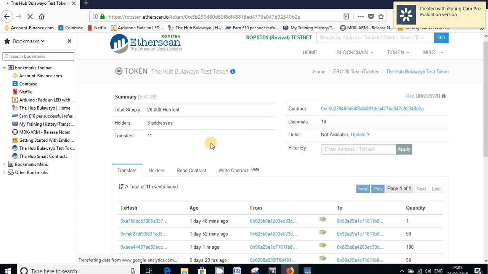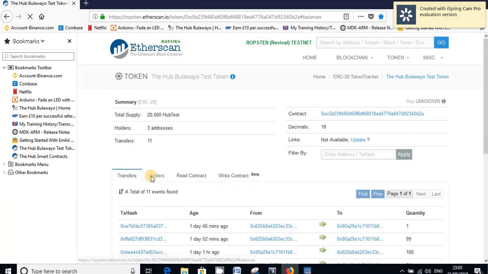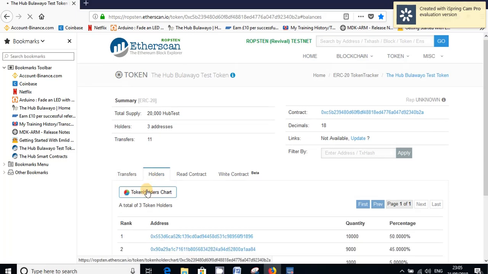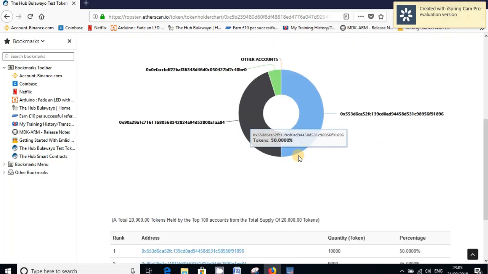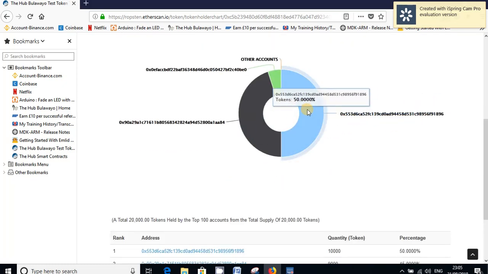So yep, we can still test the holders, and from the holders we can check a pie chart as to who owns what. So we can see that half of the tokens at the moment on this test are owned by that address. I don't know who that is, and I think that is Patrick, the software developer.